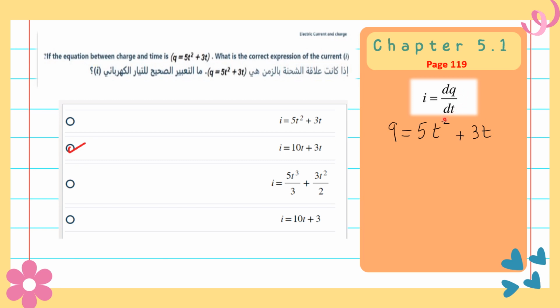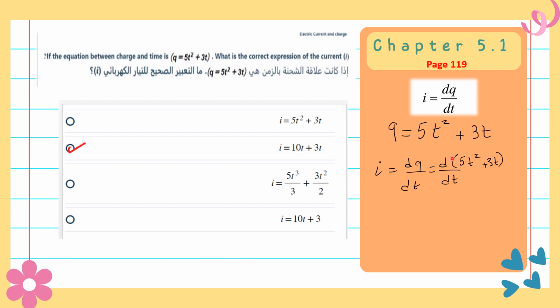So you have to differentiate the function, because the current I is the derivative of the charge. So I is equal to dq over dt. You need to differentiate that function, 5t squared plus 3t. As you remember, for the derivative we always subtract 1 from the power. So the power, which is here 2, becomes 1. And the power also should be multiplied by the coefficient, if you remember.